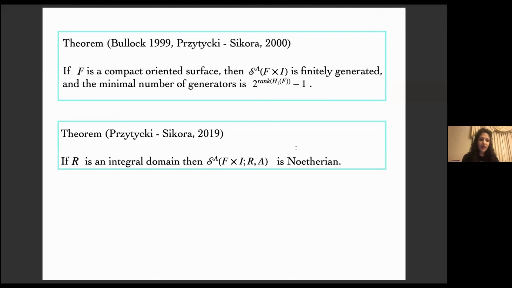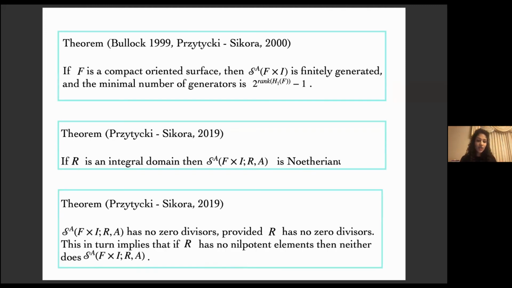Joseph and Adam Sikora also showed that if the ring that you're working with is an integral domain, then the Kauffman-Bracket skein algebra is always Noetherian. They showed that if the ring that you're working with has no zero divisors, then the Kauffman-Bracket skein algebra has no zero divisors. And this in turn implies that if the ring has no nilpotent elements, then neither does the Kauffman-Bracket skein algebra. So this is important when I discuss the connection to the SL2C character variety, this statement about nilpotent elements in the Kauffman-Bracket skein algebra.